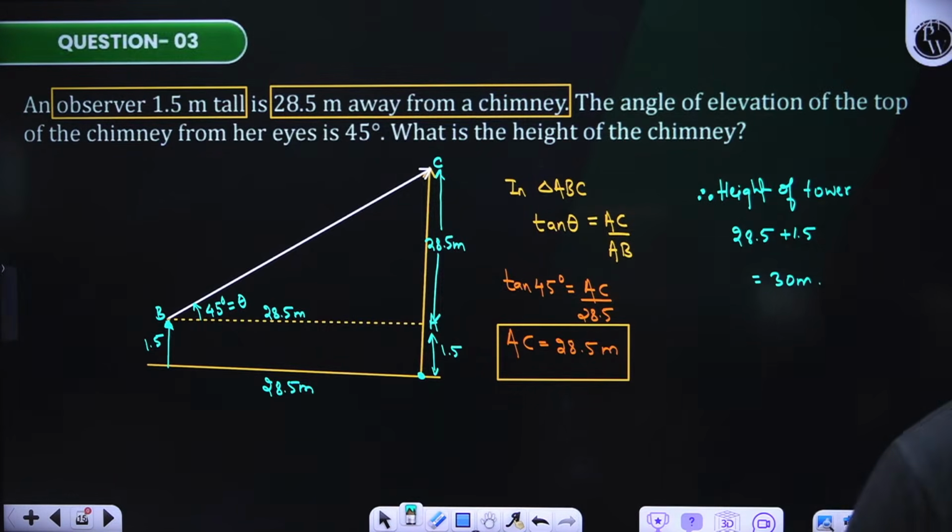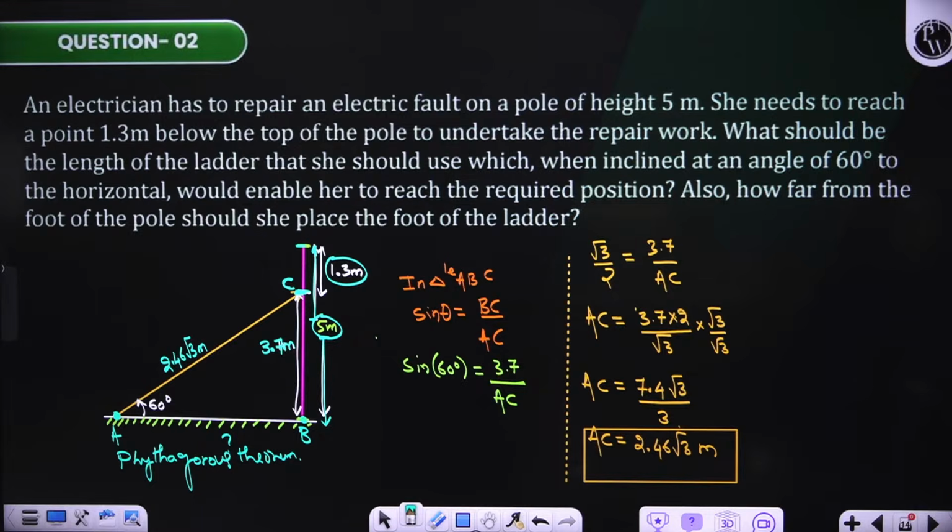Okay. Second problem, doubt. Yes, tell me, where is the doubt? Where do you have doubt? Fast, tell where you have doubt.